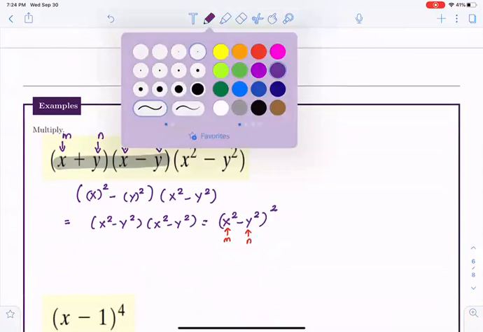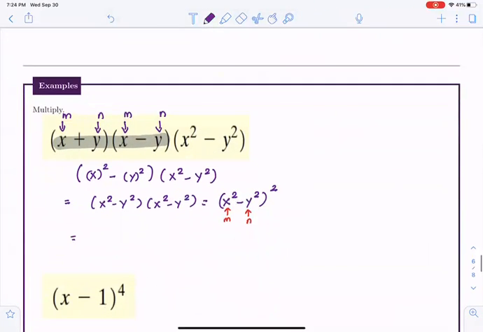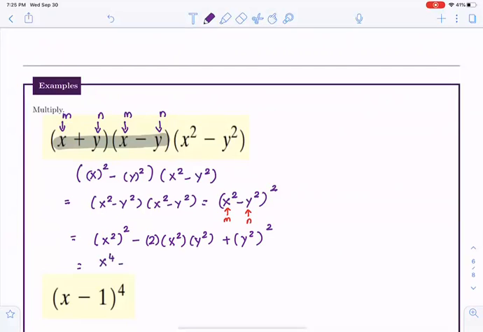So we will end up having m squared minus 2 times m times n plus n squared, which is y squared squared. Properties of exponents: x squared, and you square it, we have x raised to 4, minus 2 x squared y squared plus y raised to 4.